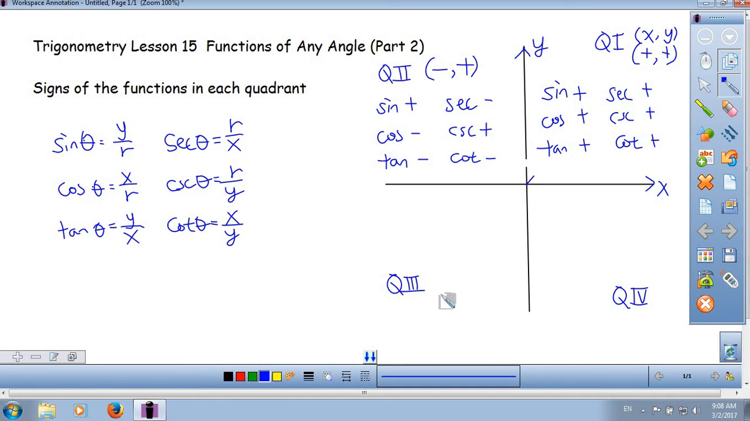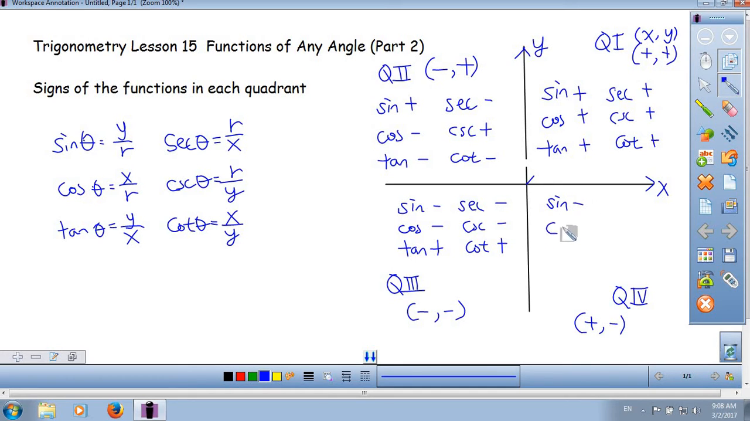In quadrant 3, both x and y become negative. So sine becomes negative, cosine is negative. However, this time tangent is positive because negative divided by negative is positive. So secant is negative, cosecant is negative, but cotangent is positive. So as you can see, only tangent and cotangent are positive in quadrant 3. In quadrant 4, x is positive, but y is negative. So sine is negative, cosine is positive, tangent is negative, secant is positive, cosecant is negative, and cotangent is also negative.